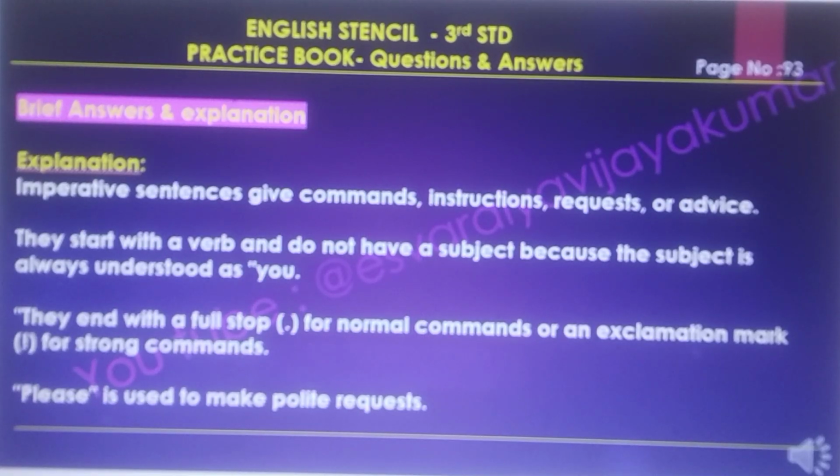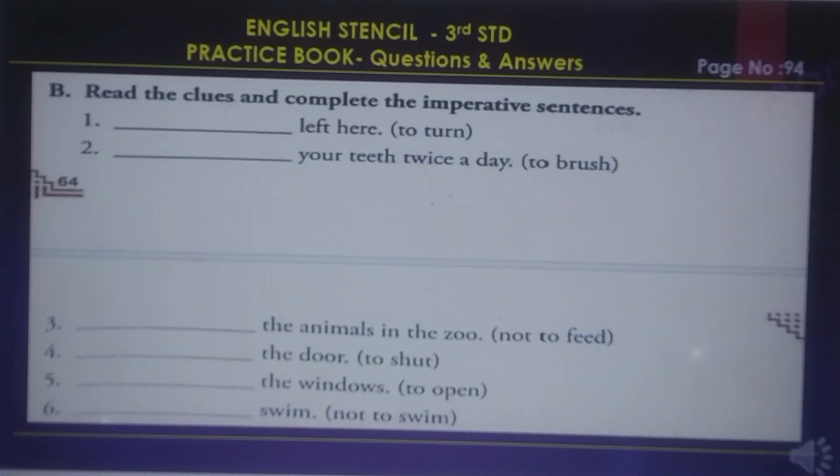The explanations. Imperative sentences give commands, instructions, requests or advice. They start with a verb and do not have a subject, because the subject is always understood as you. They end with a full stop for normal commands or an exclamation mark for strong commands. Please is used to make a polite request. The question number B.